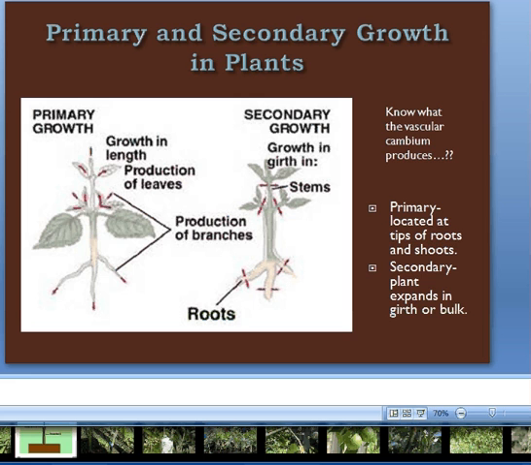We want to know the difference between primary and secondary growth in plants. You probably would be able to guess this one. Primary is certainly growing in length, production of leaves. Secondary is growing in girth. I don't know if you can see this little arrow here. These are pointing to increase in width. The stem is going to get thicker in girth. The roots are going to get larger in girth and width. So primary growth is growing in length. Secondary growth is growing in girth or width.